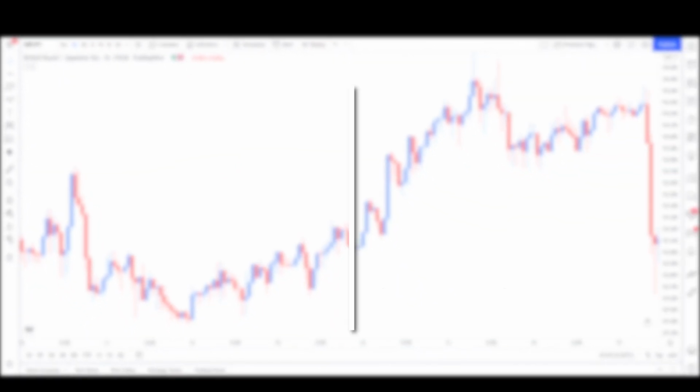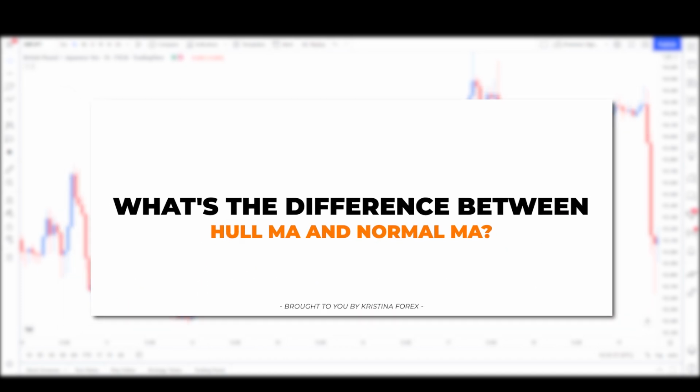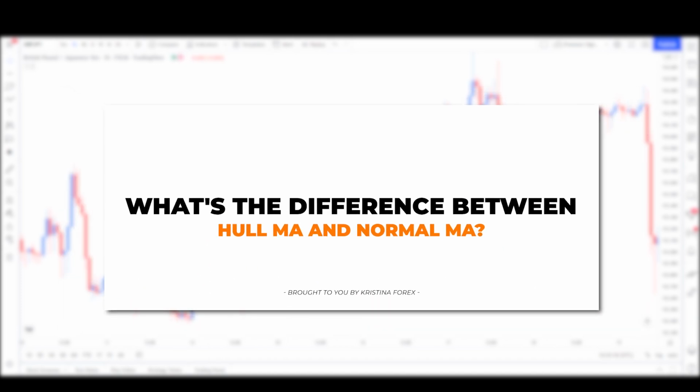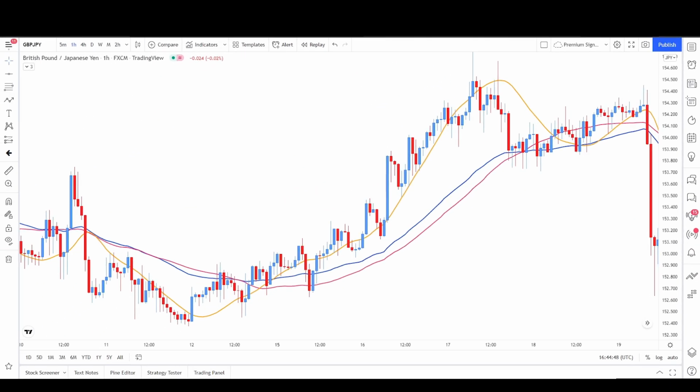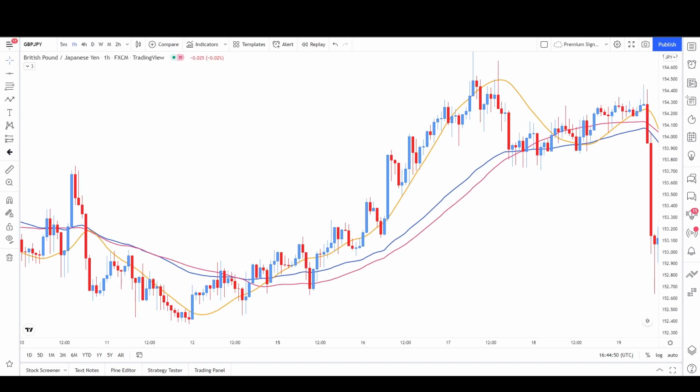One of the most frequently asked questions when people see the Hull moving average is how does it differ from a normal moving average? That's a great question to start with, and let me show you an excellent example so you can see the difference yourself. Here is a chart with 3 different moving averages I added on. A 50 period simple moving average in pink, a 50 period EMA in dark blue, and a 50 period Hull moving average in orange.